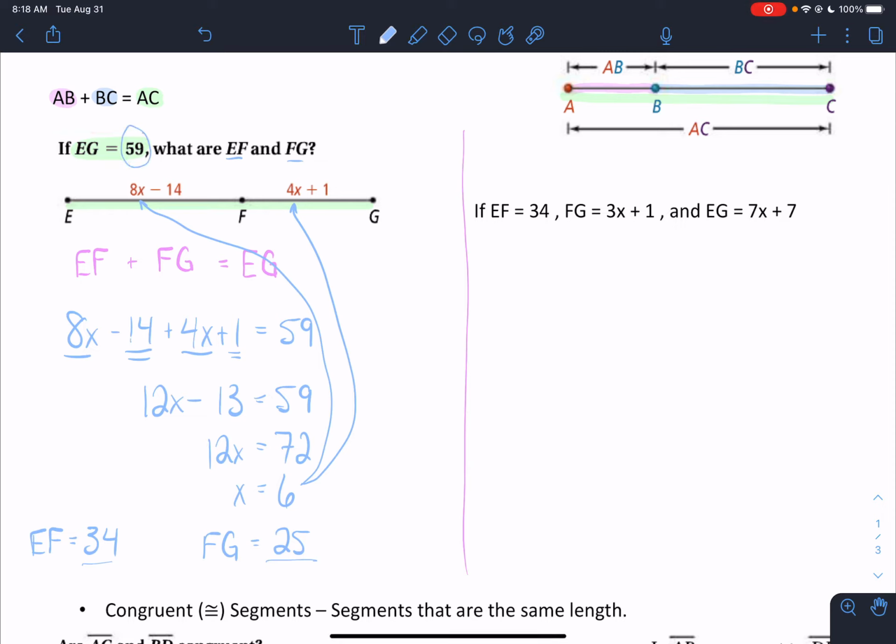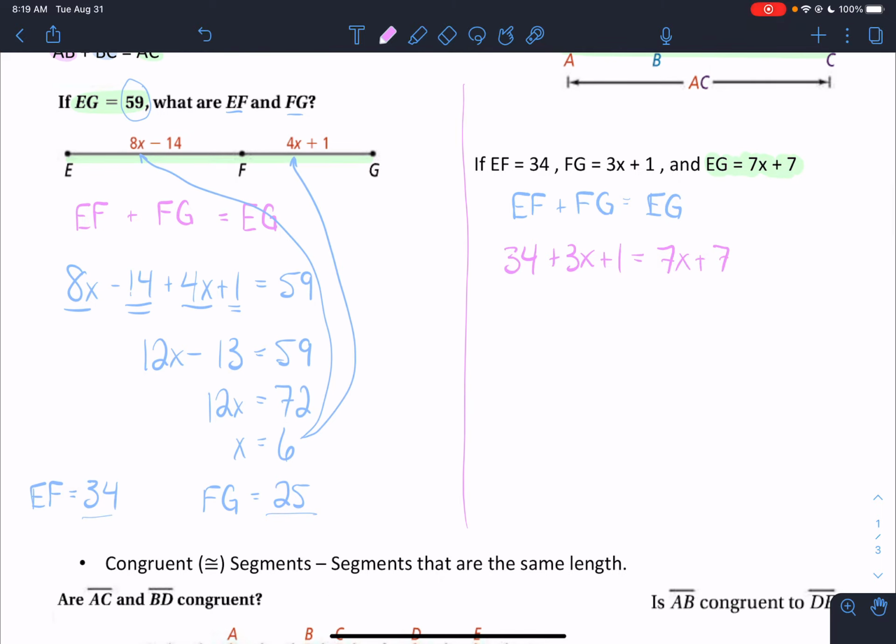Okay. Same thing with the other one. I'm using the same picture. So the first thing I want to do is EG is my entire amount. So make sure that I identify my whole piece. So I know that EF plus FG is going to equal EG. I can then go ahead and plug everything in. So EF is 34, FG is 3x plus 1, and EG is 7x plus 7. I can then go ahead and combine my like terms. So 3x plus 35 is equal to 7x plus 7.